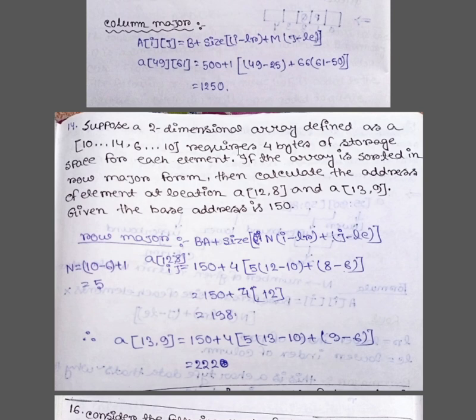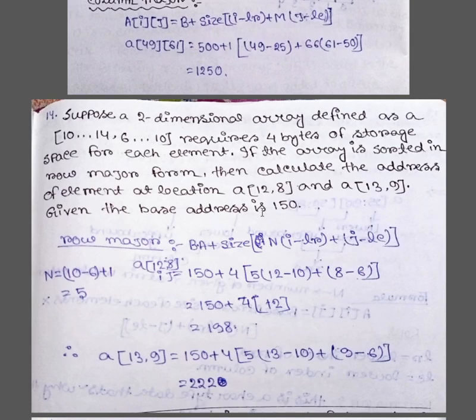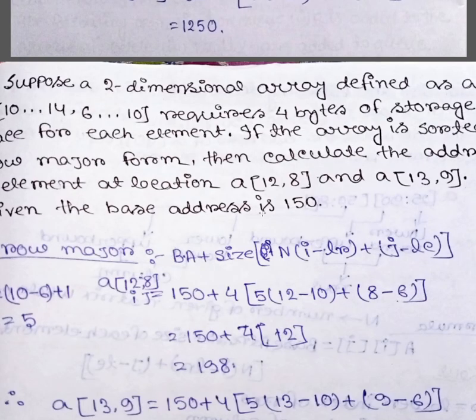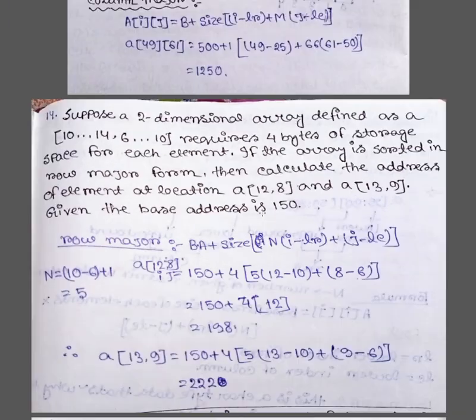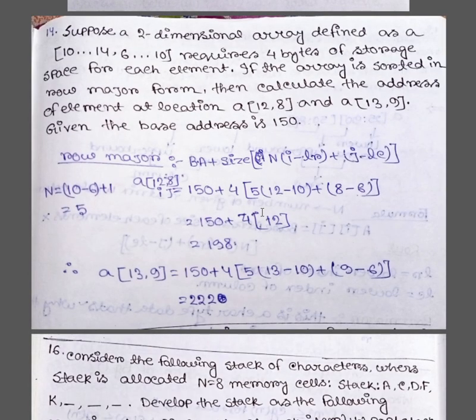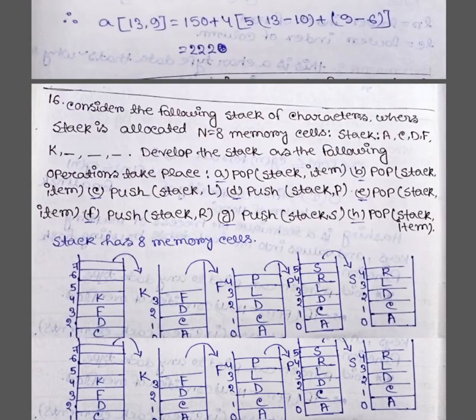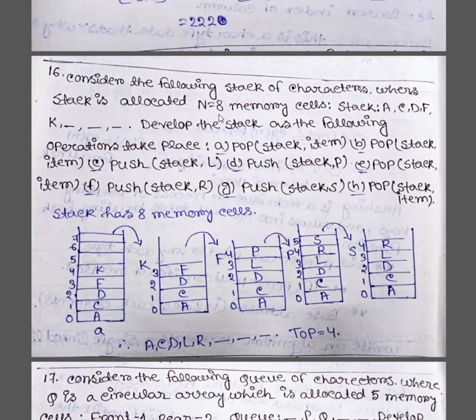This is another problem of row measure, column measure. This is also a very important problem for row measure, column measure in data structure and algorithm. This type of tricky question also comes in question papers, competitive exams and also MAKAUT questions.